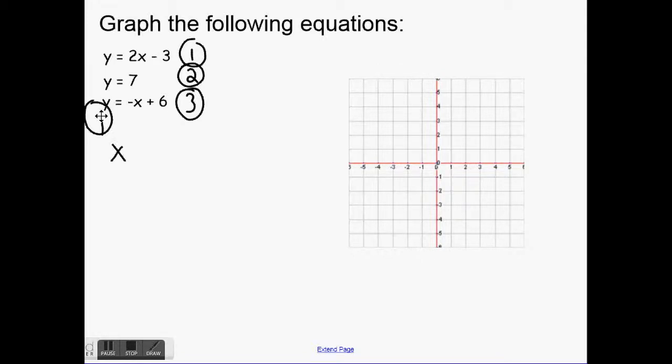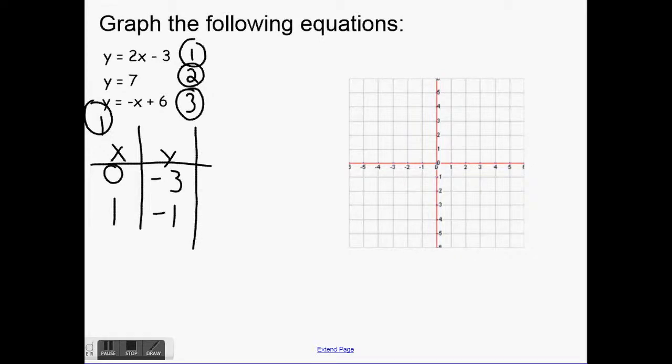Equation number 1. Okay. x, y. So you make a table of values here. You pick 2 numbers for x, any 2 you want. So I'm going to pick 0 and 1. When x is 0, I have 2 times 0, which is 0, minus 3, which is negative 3. When x is 1, I have 2 times 1, which is 2, minus 3, which is negative 1.